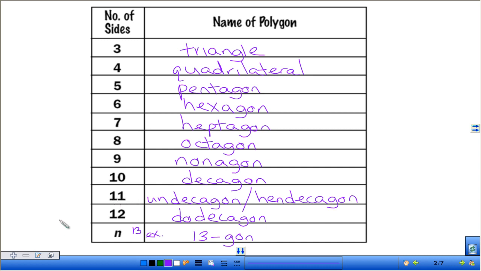What I want you to do right now is star the ones that I'm going to star up here, because these are the ones that you absolutely have to know. You need to know a triangle. You need to know quadrilateral, pentagon, hexagon, octagon, decagon, and that's it.